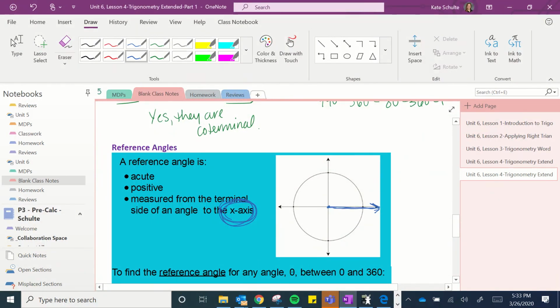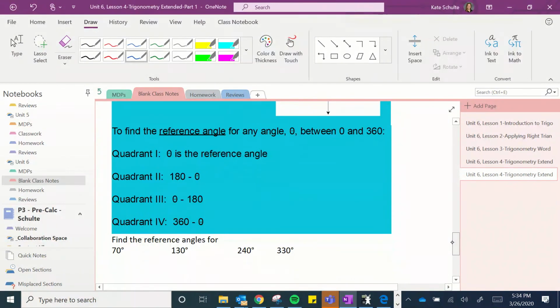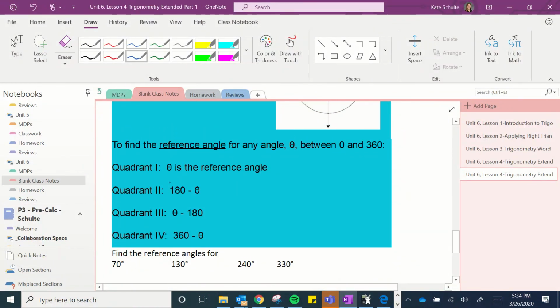Okay, it also is acute. What that means is wherever your terminal side lands, it can't go outside of the quadrantal that's closest to it on the x-axis. Because if I have one in here and I measure it with something up here, well then that angle is going to be obtuse. Okay, so it has to be acute, which means less than 90. All right, so if I'm in these different quadrants, these are all examples.